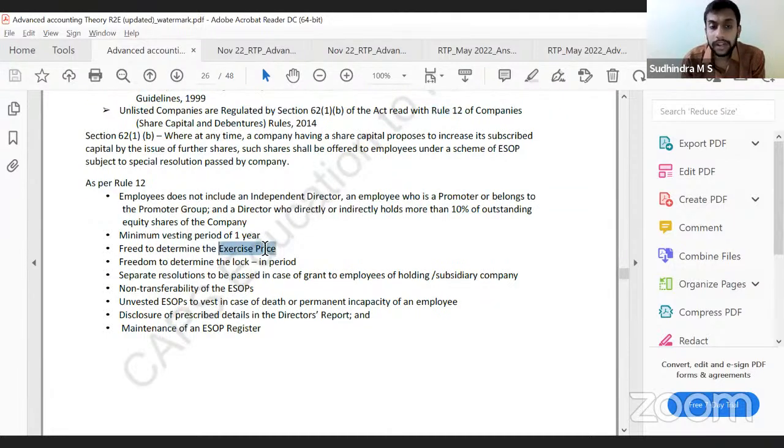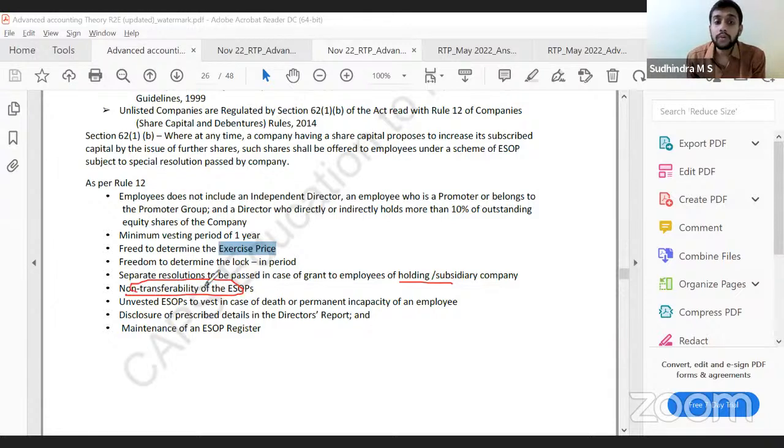They are free to determine exercise price. Exercise price, there is no restriction. Even shares can be allotted at discount if it is an ESOP allotment, right? Apart from that, discount shares cannot be allotted, only in case of ESOPs. So exercise price, company is free to determine. It can be 0 as well. Freedom to determine lock-in period also. Lock-in period also, there is no restriction. Separate resolution to be passed in case of grant to employees of holding or subsidiary company.